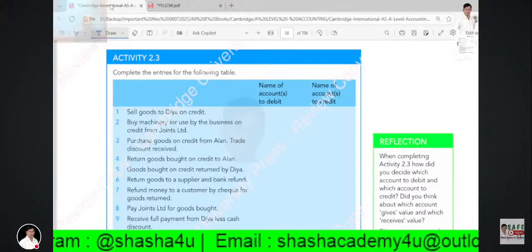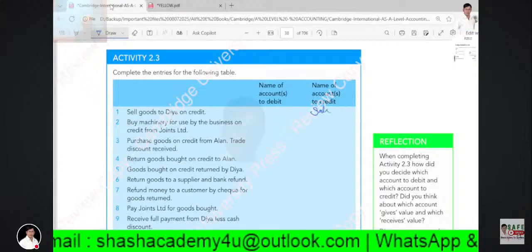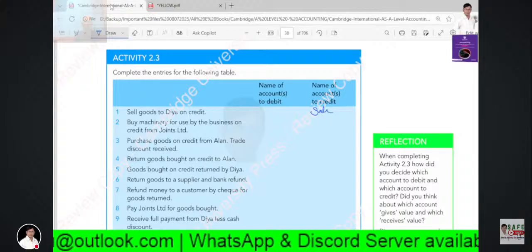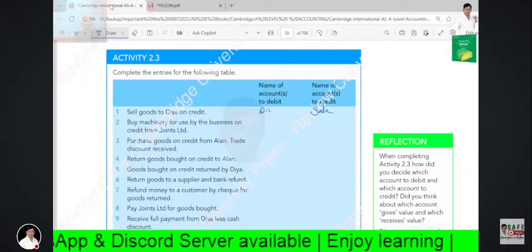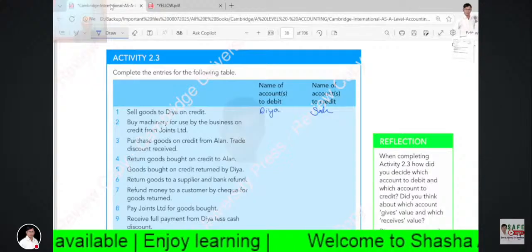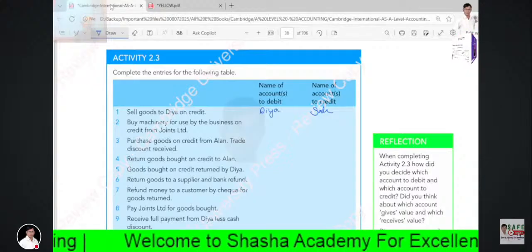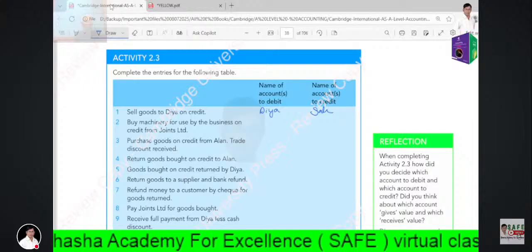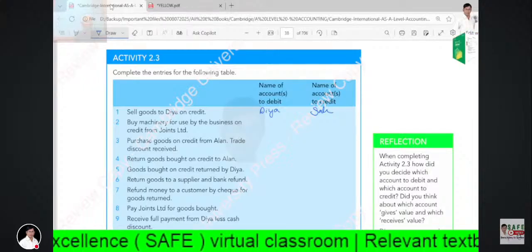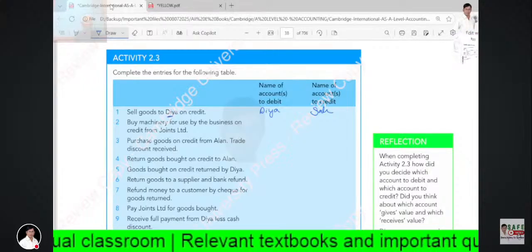Sale account will be credited, Dia account will be debited. Why? Because sale is an income, and credit incomes and gains. Dia is the receiver of the goods. When we sell, Dia has received the goods, so Dia account will be debited.